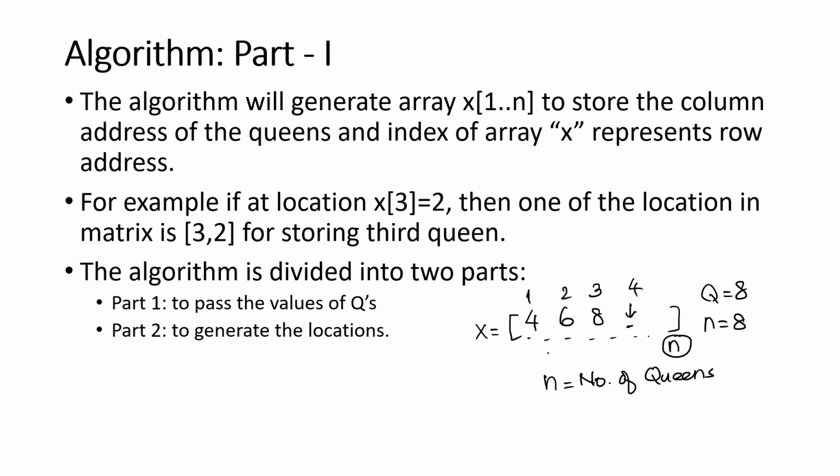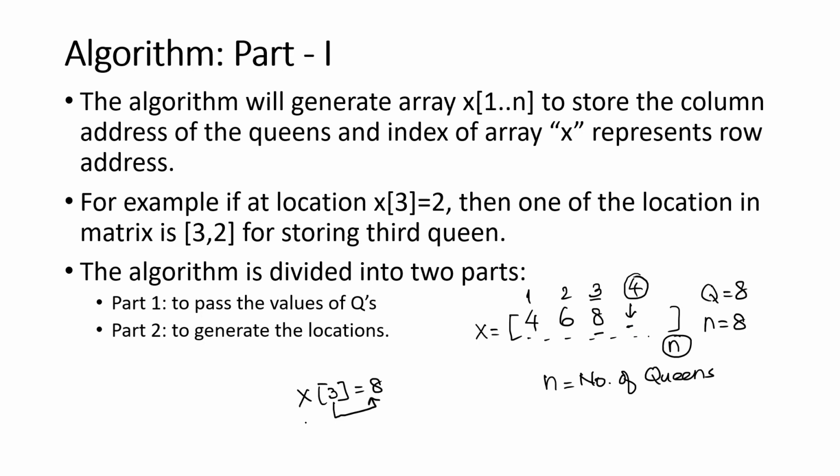So how to do this and how to check whether the constraints are satisfied or not, that we are trying to understand. So, for example, if at location 3 the value is 8, so x of 3 is equal to 8, it means that the third queen is placed in the 8th column.